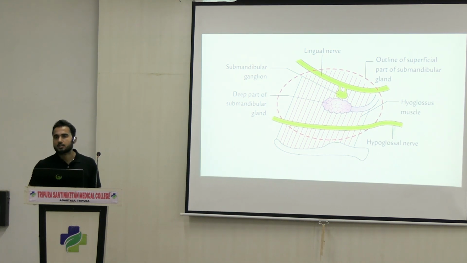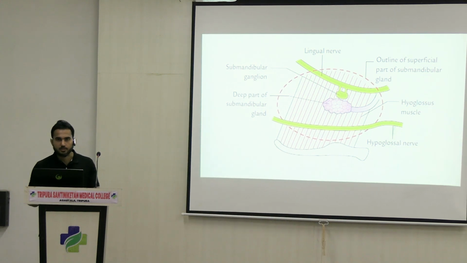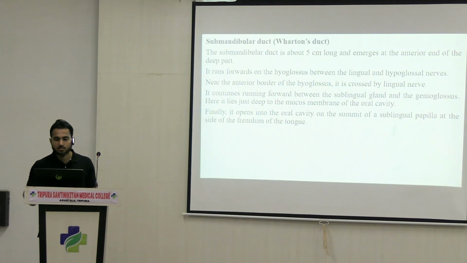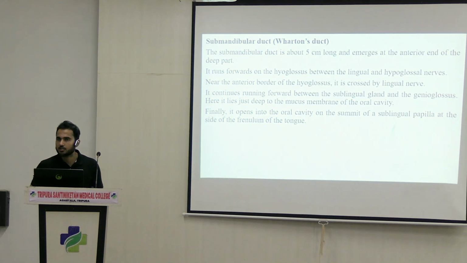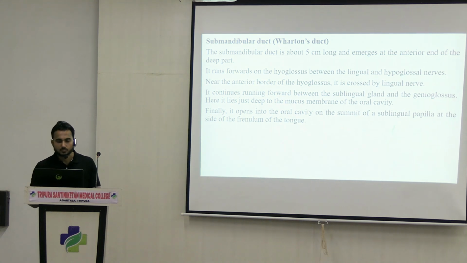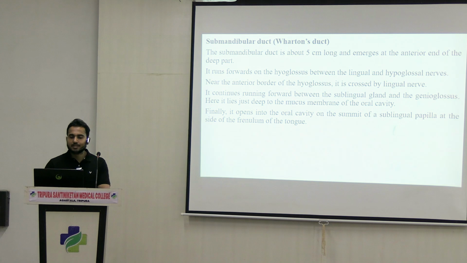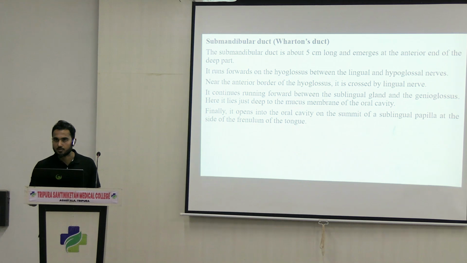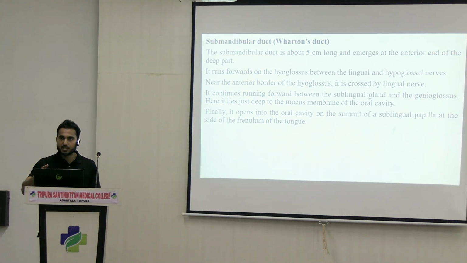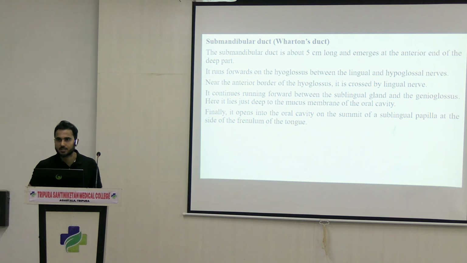The submandibular duct is also called Wharton's duct. It is approximately 5 centimeters in length. Once it arises from the anterior end of the deep part, which I have shown you just now, it will go forward. When it is going forward, it is lying on the hyoglossus in between the lingual and the hypoglossal nerve. That is the location. Next, it continues running forward between the sublingual gland and the genioglossus muscle.